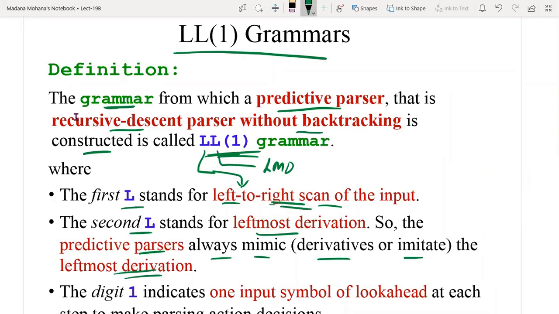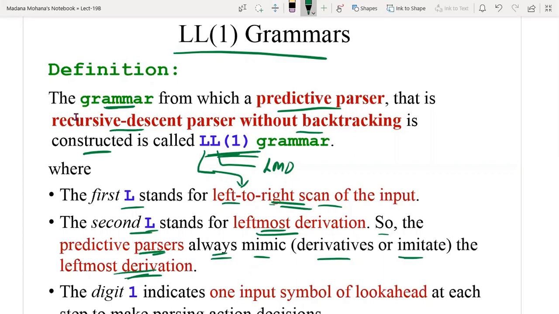Now in the top-down parser, we already discussed it: by default, leftmost derivation is considered as a top-down parser. The predictive parser also does the same. The second L stands for leftmost derivation, so the predictive parsers always follow or imitate the leftmost derivation.